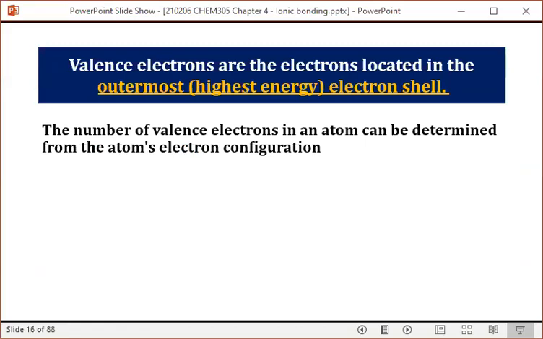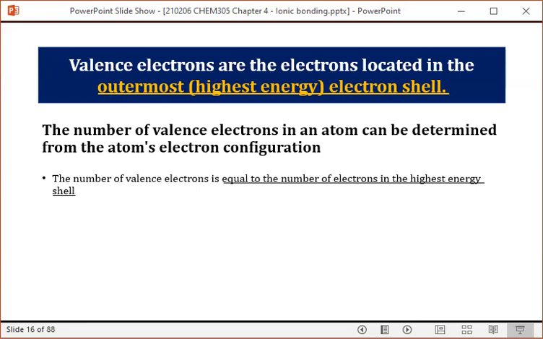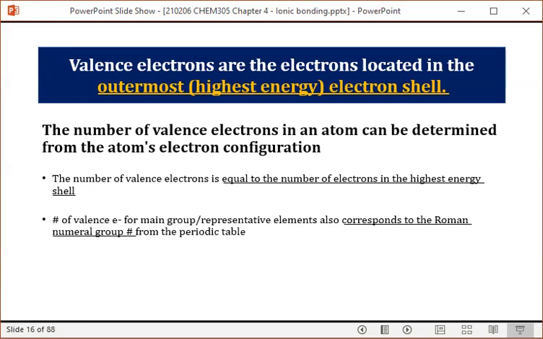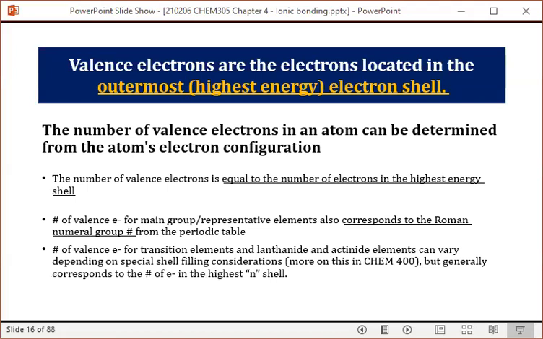So the number of valence electrons, the electrons located in the outermost or highest energy electron shell, can be determined from the atom's electron configuration. So the number of valence electrons that an atom has is equal to the number of electrons in the highest energy shell. On the periodic table, you can also quickly determine for main group elements the number of valence electrons by looking at the Roman numeral group number from the periodic table. I'm going to show you both ways to do this.